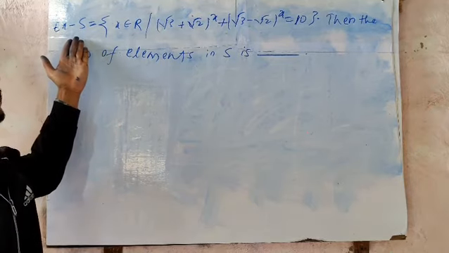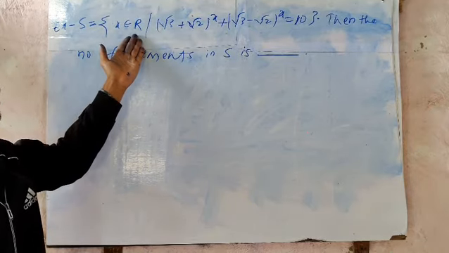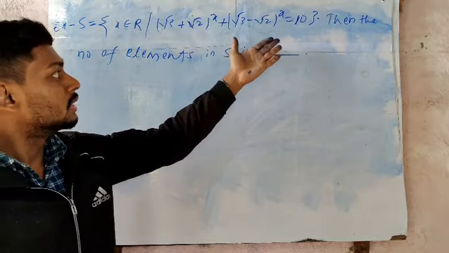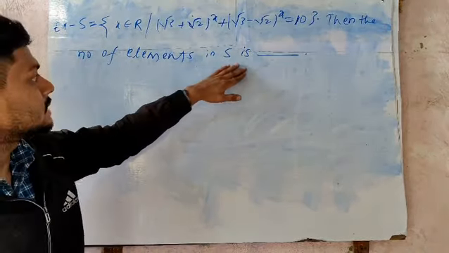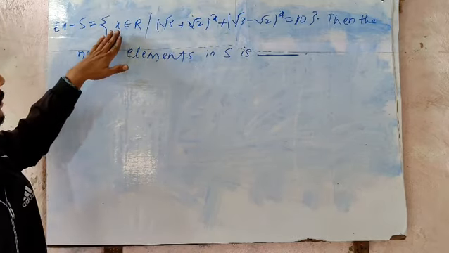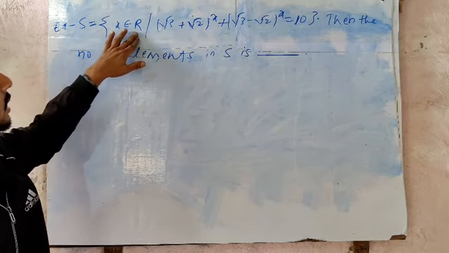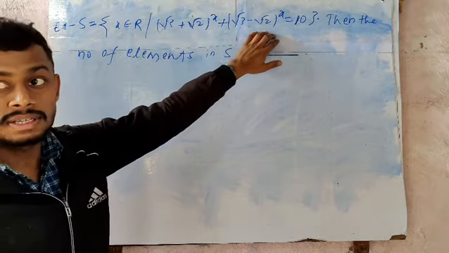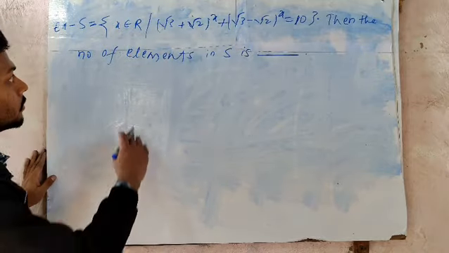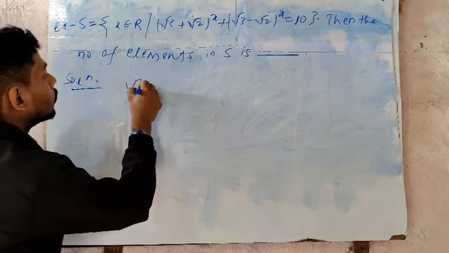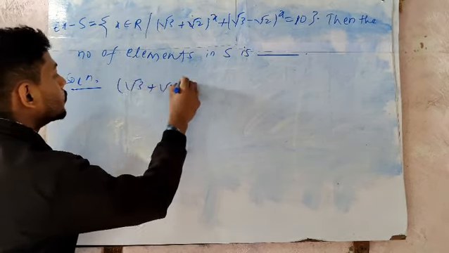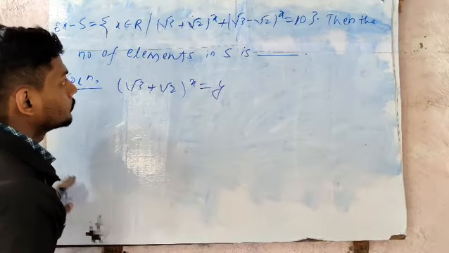We have taken an example: S equal to the set of x belonging to R, such that this equation equals 10. We have to find the number of elements in S. That is, we have to find such real x that satisfies this equation. We will take first, root 3 plus root 2 to the power x equal to y.